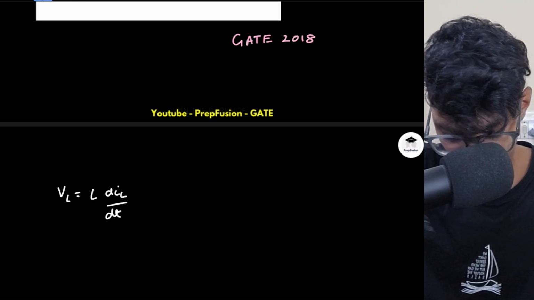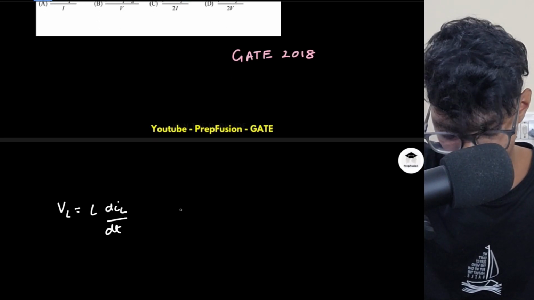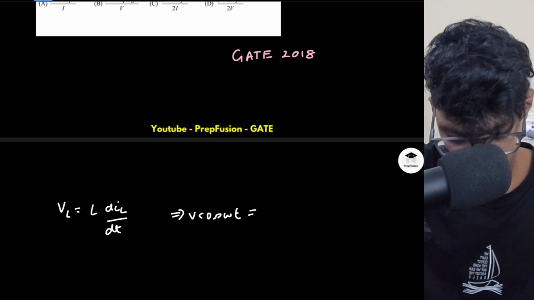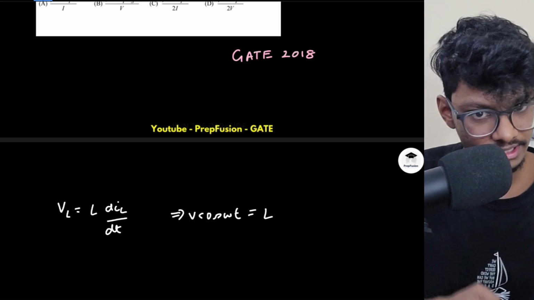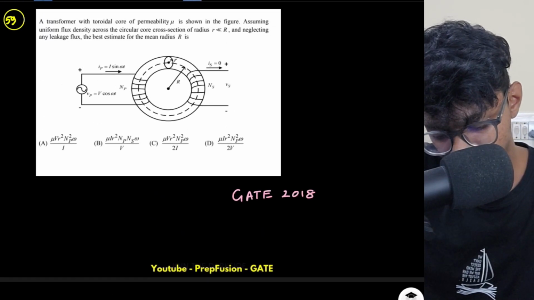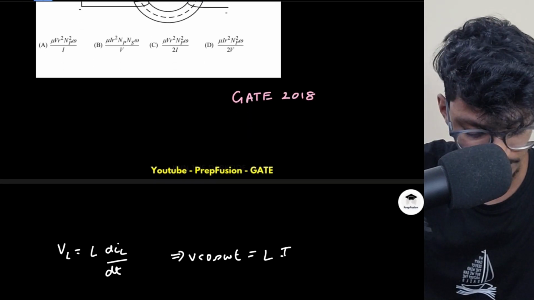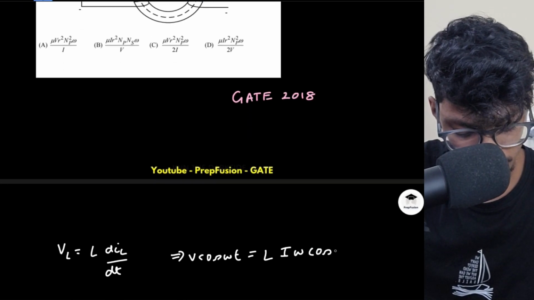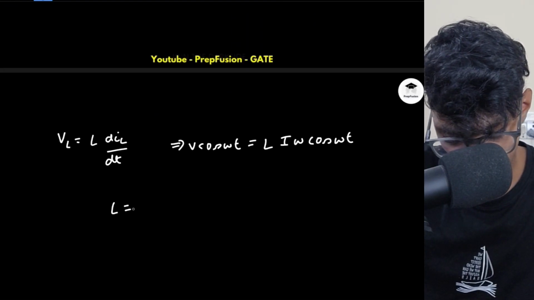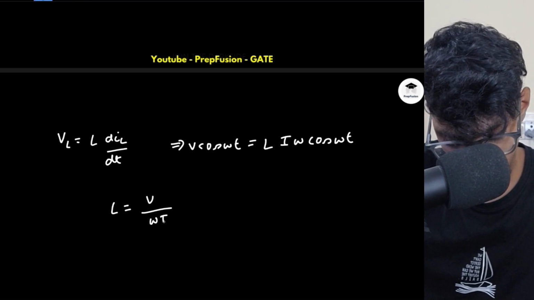So what is VL? They have told me the voltage across the inductor is V cos omega t. So it is V cos omega t, and this is L into dIL by dt, the derivative of the current. What is the derivative of the current? It is I omega cos omega t. So my L becomes V by omega I.